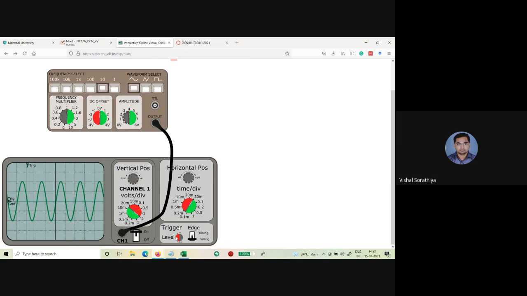It is not that your frequency gets stopped. No, the same snapshot is continuously getting repeated on your screen, so you can observe it as a steady waveform.